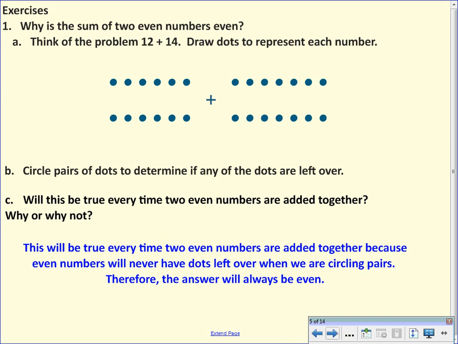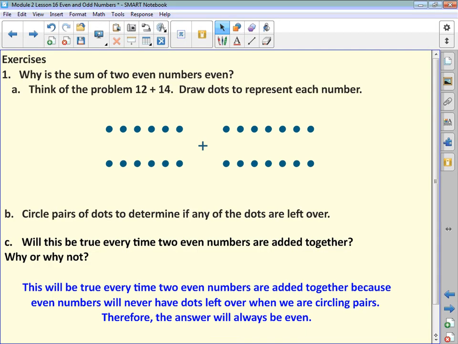So look at exercise 1 in your notes. Why is the sum of 2 even numbers even? So they're telling us that's true. The sum of 2 even numbers is even. Well, let's prove it. So for example, let's do 12 plus 14. Those are 2 even numbers. Let's draw a dot. So use a highlighter instead of your pencil, because with the pencil you won't see dots, and drawing those dots is going to take too long. So I asked you to take out a highlighter earlier.